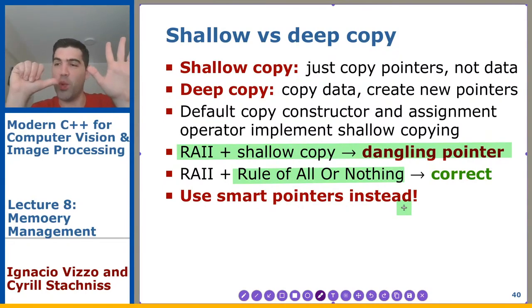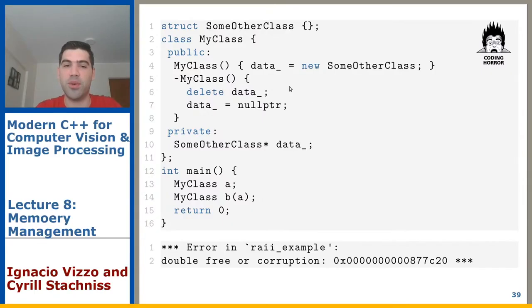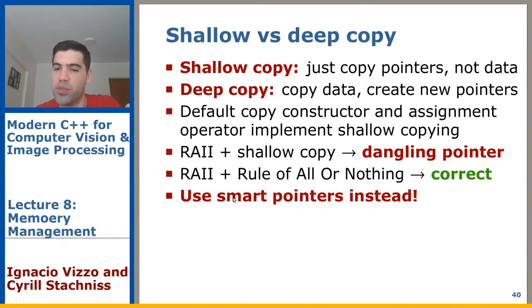And when you define the copy constructor, you will need to copy the data. So here you just get the data from the other object and allocate new memory for the copy of A into B. And that's how you solve this issue.